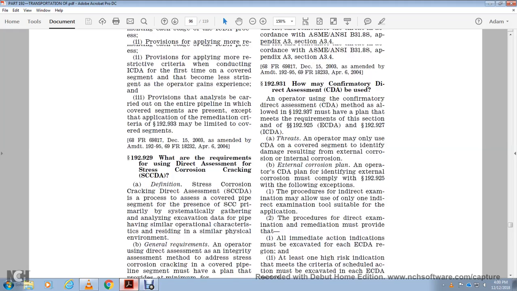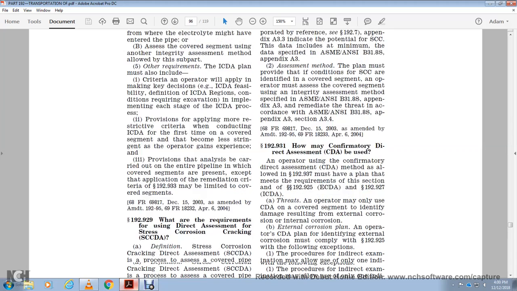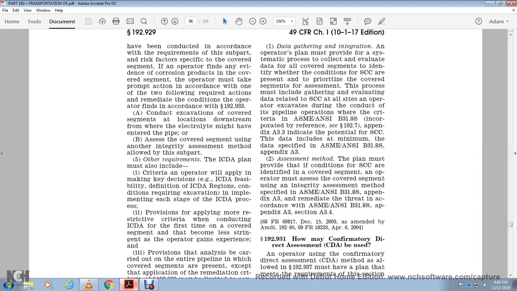The plan must provide, as a minimum, for data gathering and integration. The operator must provide a systematic process to collect and evaluate data for all covered segments to identify whether the conditions for stress corrosion cracking are present prior to assessment. The process must include gathering and evaluating data related to stress corrosion cracking, including data from excavations made during the conduct of pipeline operation, where the ASME/ANSI B31.8S, incorporated by reference in 192.7, appendix A3 indicates potential stress corrosion cracking. The data included must be at minimum the data specified by ASME/ANSI B31.8S appendix A3.